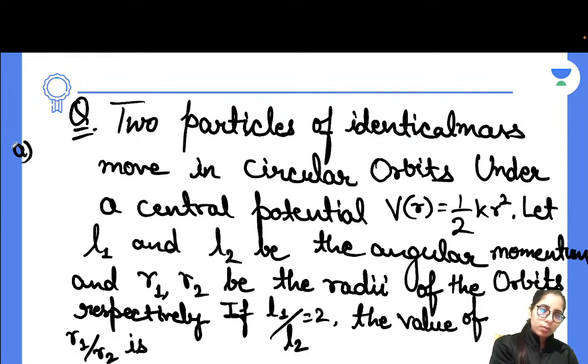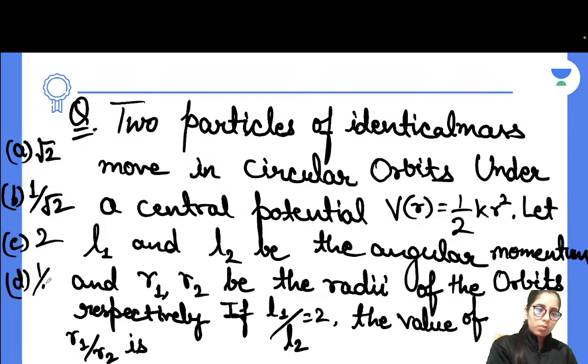The options are root 2, 1 upon root 2, 2 and 1 upon 2. So I'm going to give you some time to work on it. If you can relate it with this part, what will be the right answer and how you have to take the steps, you can just proceed further to solve it that way. Otherwise, I'm going to tell you all the steps here, and how you can solve any such type of question.